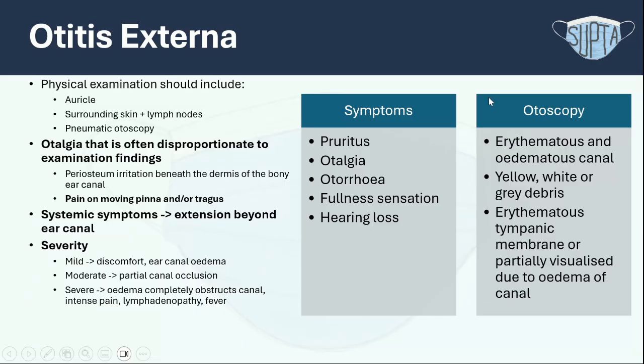And then on otoscopy, you might have an erythematous and edematous canal, which will be quite painful. You have yellow, white, or grey debris, and then erythematous tympanic membrane. A lot of the time, actually, you can struggle to visualize the tympanic membrane in general because the canal is just so edematous or pus-filled.